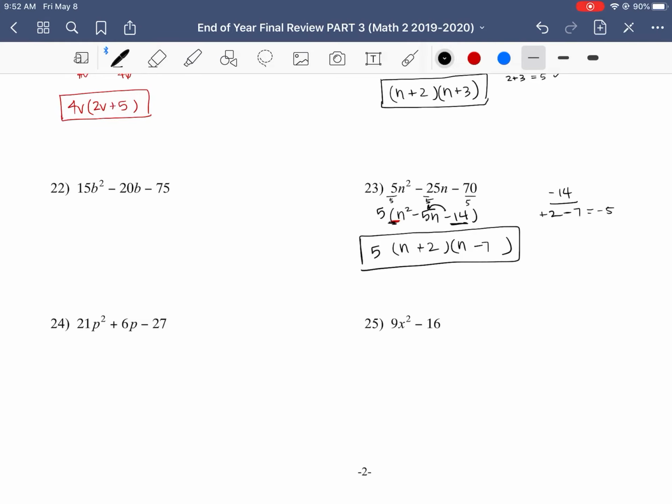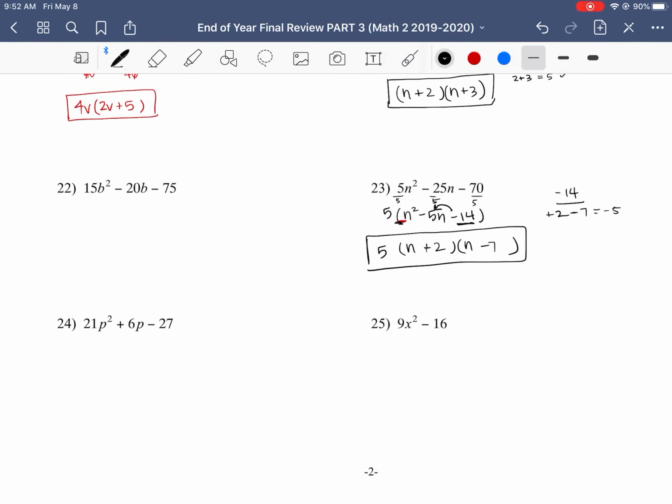Okay. Now, sometimes you factor out a greatest common factor and it doesn't work out quite that nicely. So let's look at 24. On 24, we've got 21p squared plus 6p minus 27. All of these are divisible by 3. So let's divide them all by 3. 21 divided by 3 is 7. 6 divided by 3 is 2. And negative 27 divided by 3 is negative 9.